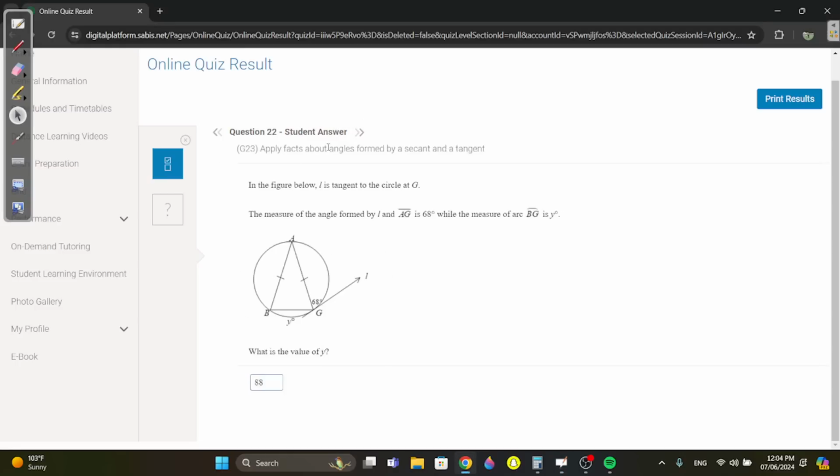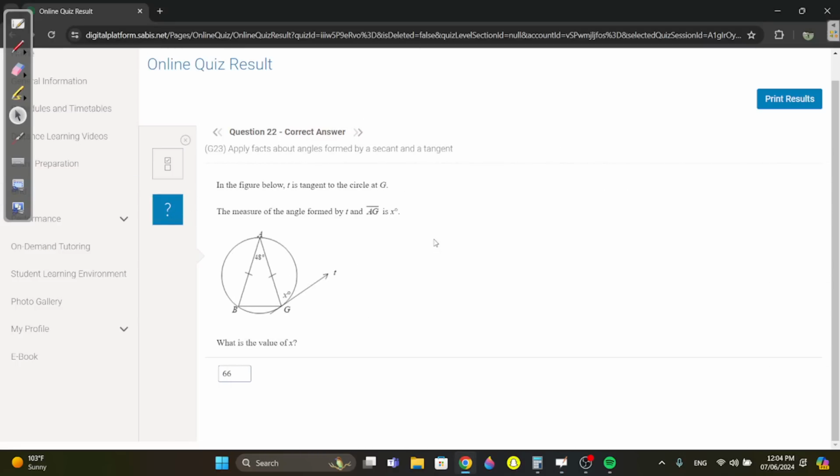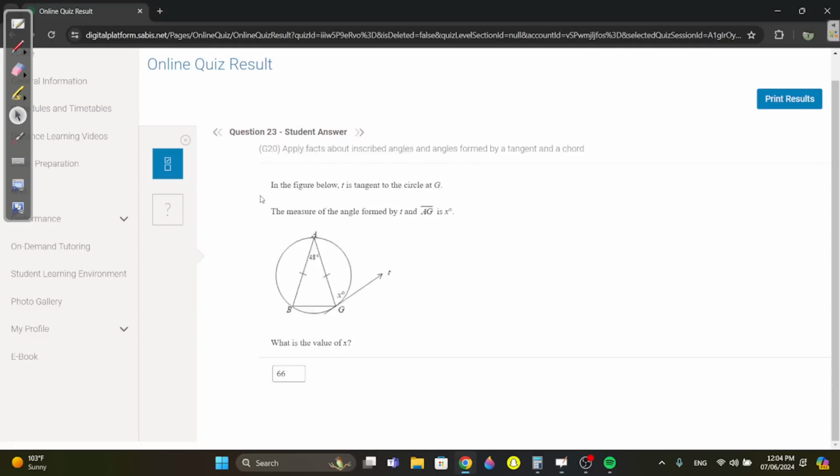Question 22. I'm going a bit fast because these questions are easy. Again, they want x. Always remember this angle is equal to this angle. So how do you find this angle? 180 minus 48 divided by 2, because these are equal to each other. You're going to get 132 divided by 2, which is 66. I think this is a repeated question.